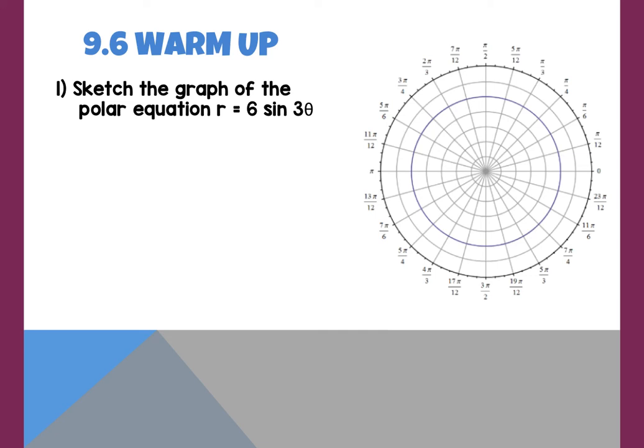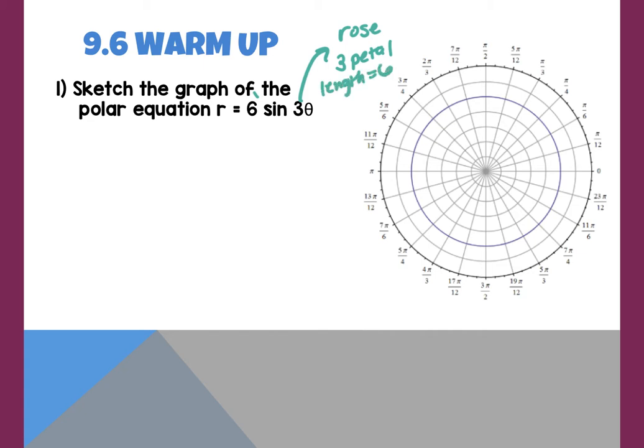All right, we're going to go through these. So the first one is what type of shape? A rose, and we know this because there's a number in between the trig function and the theta. How many petals does this rose have? 3 petals. Odd, you keep it. Even, you double.